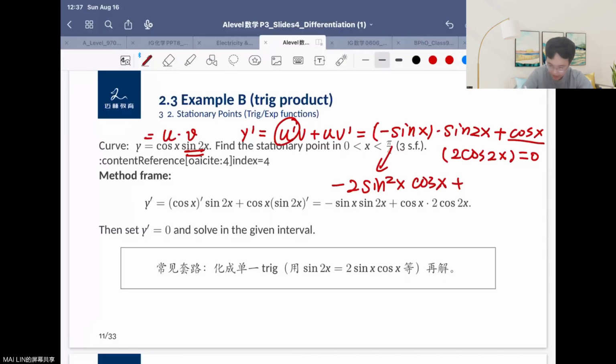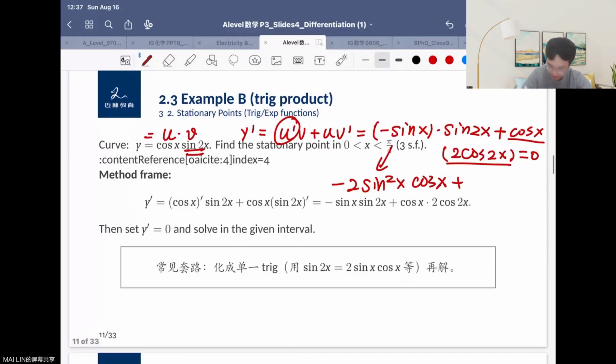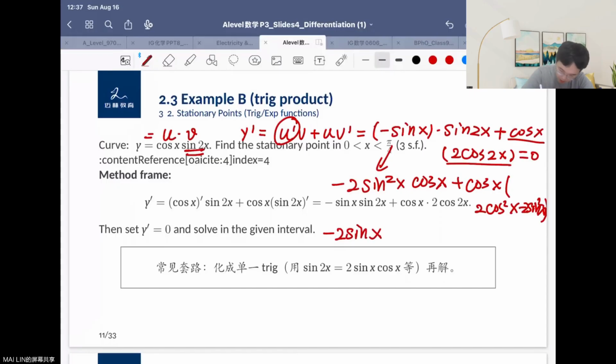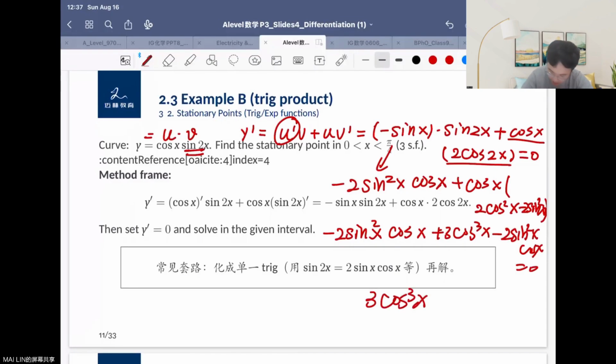And for cosine x times 2 cosine 2x, you can set it as cosine x times 2 times (cosine x squared minus sine x squared). So we have negative 2 sine x squared times cosine x, plus 2 cosine x cubed minus 2 sine x squared cosine x, equal to 0. So we can say that is 3 cosine x cubed minus 4 times sine x squared times cosine x equals 0, right?